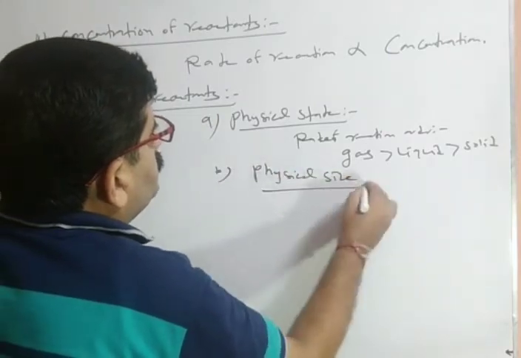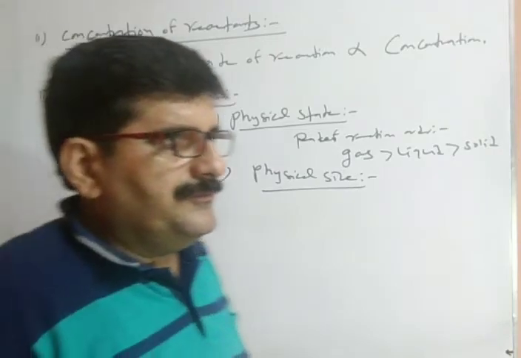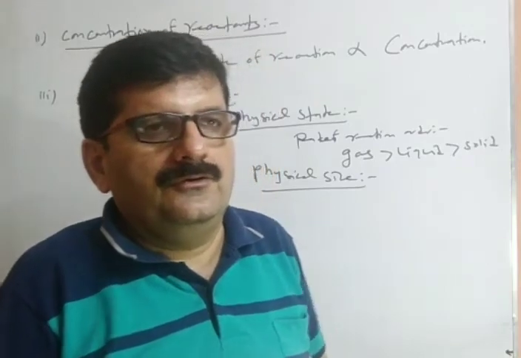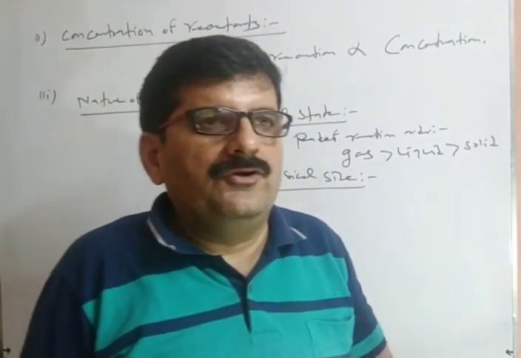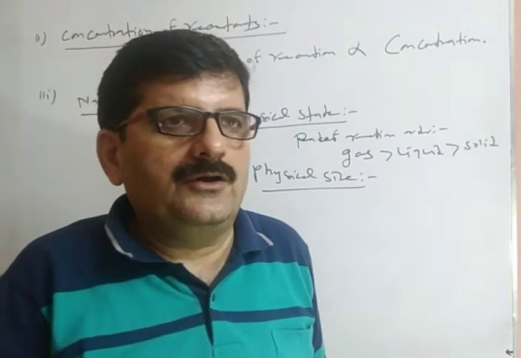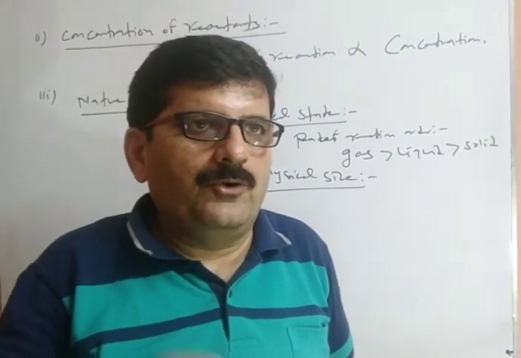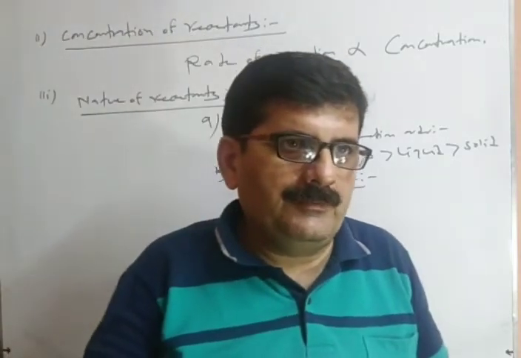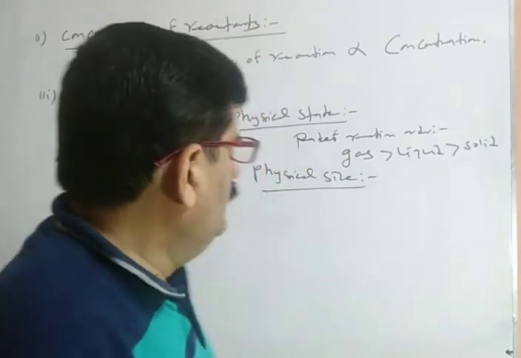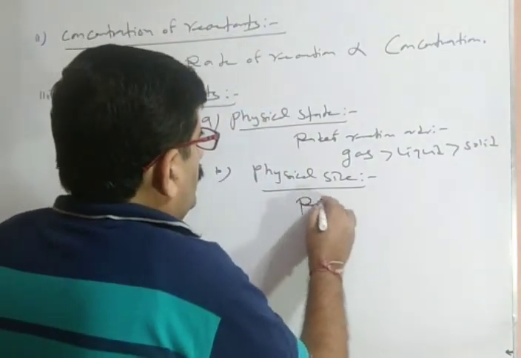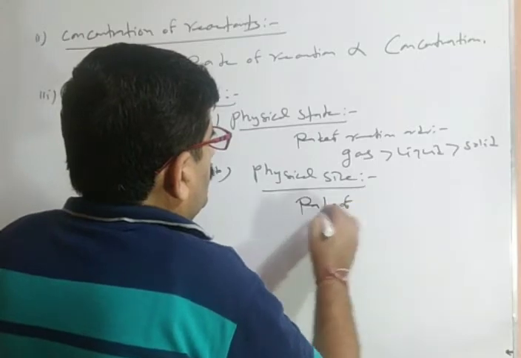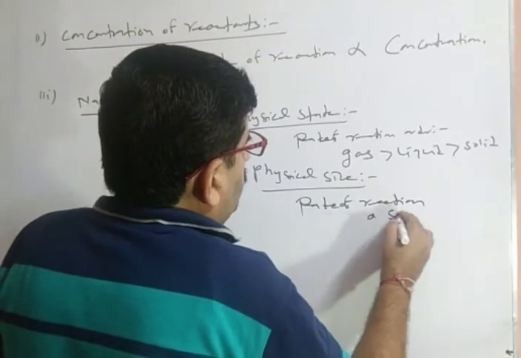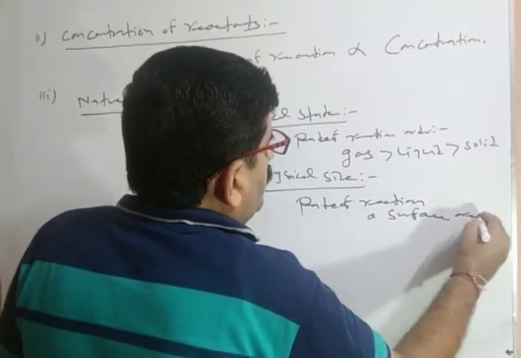B, physical size. Physical size means more surface area, so rate of reaction becomes faster. If we take solid calcium carbonate and powdered calcium carbonate, the rate of reaction of powdered calcium carbonate becomes faster compared to solid calcium carbonate, because powdered calcium carbonate has more surface area. Rate of reaction is directly proportional to surface area.